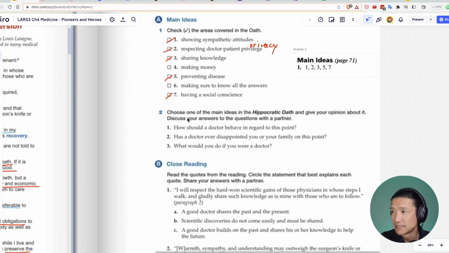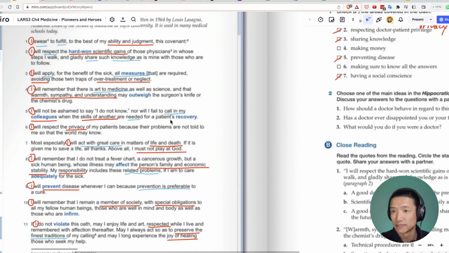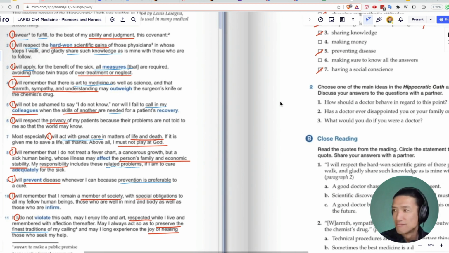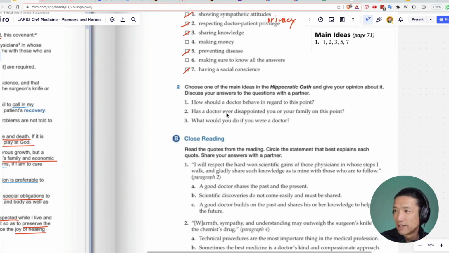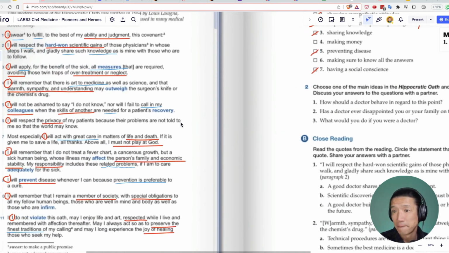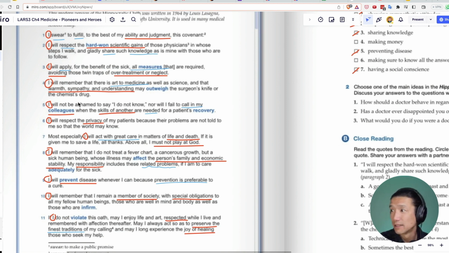Choose one of the main ideas. Give your opinions about it. What's the most important for you guys? We should make a Padlet out of this too. Why not? We should make Padlet assignments for everything. How should a doctor behave in regards to this point? Has a doctor ever disappointed you or your family on this point? What would you do if you were a doctor? I guess if we choose one of these, how should the doctor act? Let's just choose one.